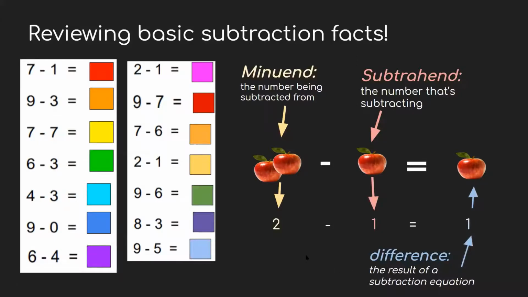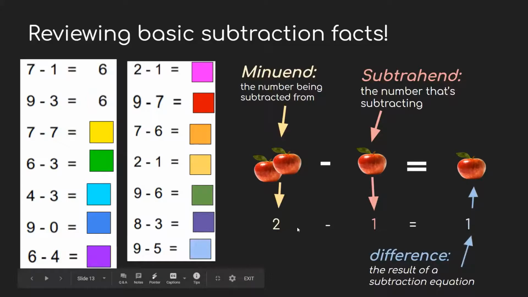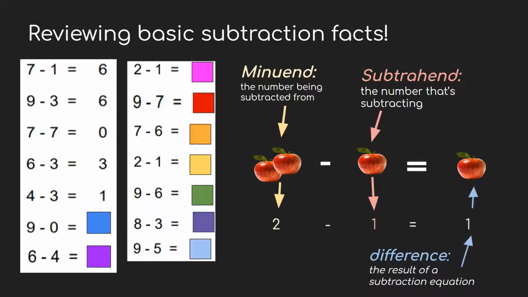Let's go over the answers. 7 minus 1 is equal to 6. 9 minus 3 equals 6. 7 minus 7, 0. 6 minus 3, 3. 4 minus 3, 1. 9 minus 0, 9.